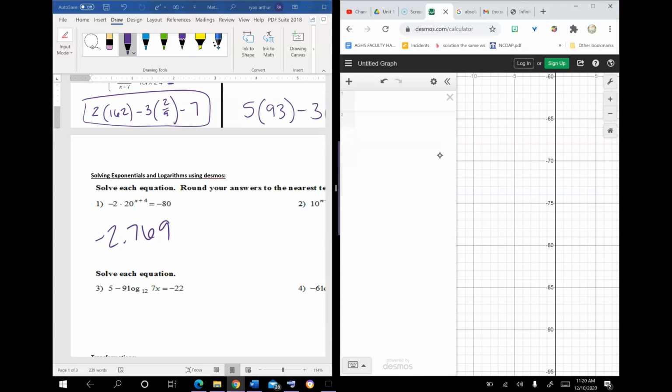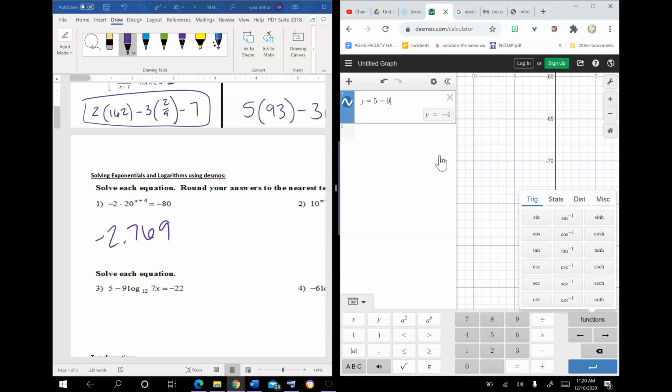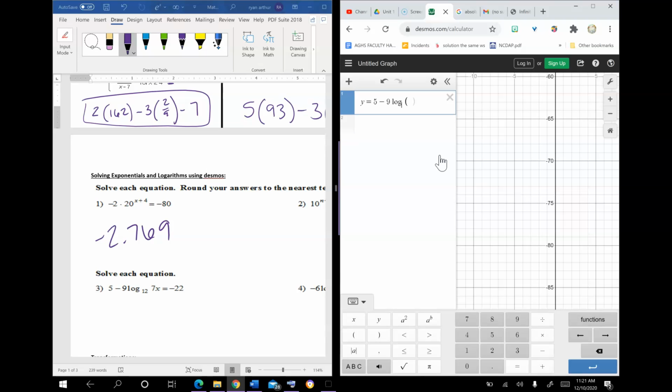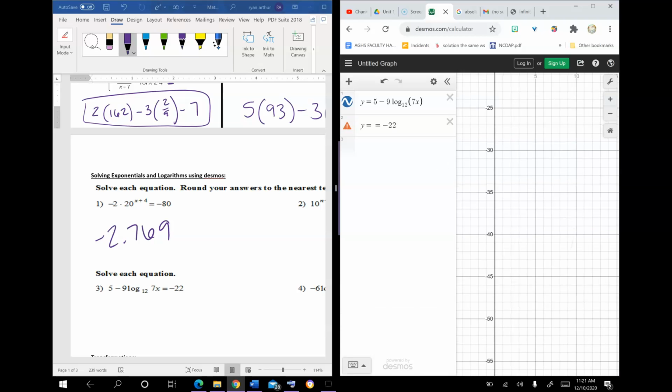All right, let's do number 3 since it's on this side of the screen. So we're going to say y equals 5 minus 9. To find your log, you have to go to Functions, Miscellaneous. You want the log base 12. The 7x is going to go in the parentheses. And then the right-hand side is going to be line 2. y equals negative 22. So I'm going to go to negative 22.